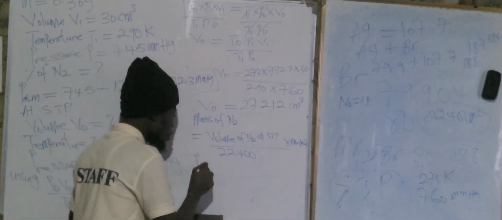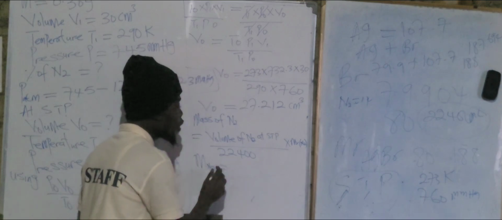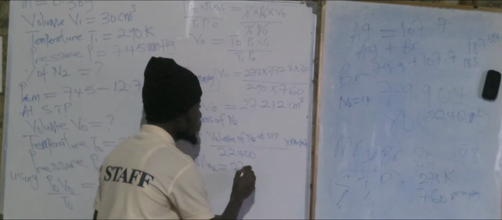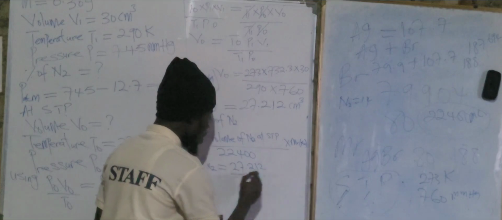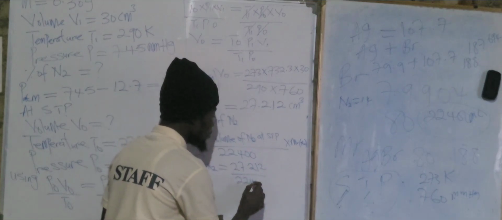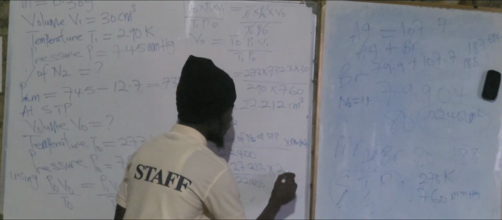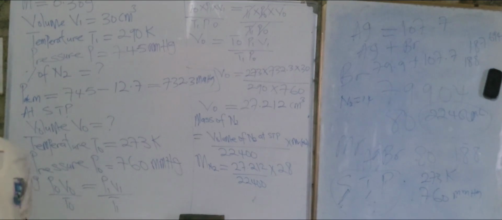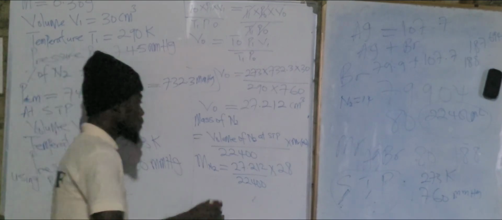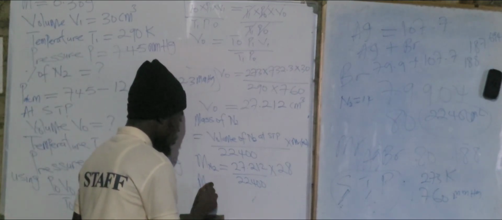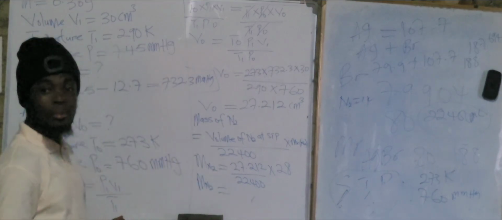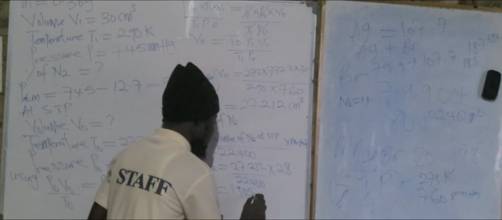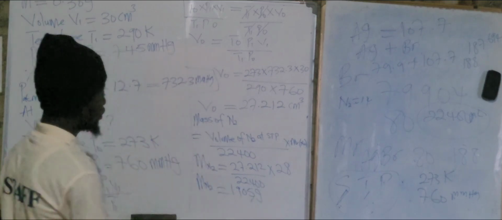So therefore mass of N2 is now equal to the volume of this gas at STP, 27.212, all upon the constant, multiplied by 28, because this is N2 and nitrogen has an atomic number of 14. 14 gives you 28. Are we clear? Now mass of nitrogen is equal to 1.905, that is the mass, in grams.